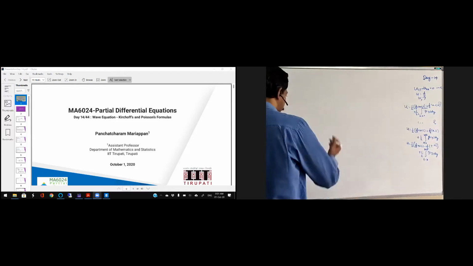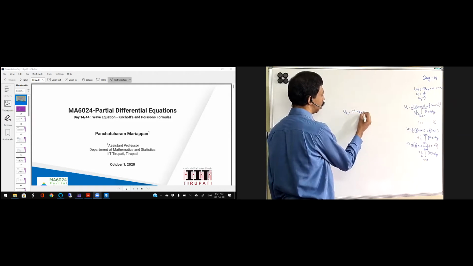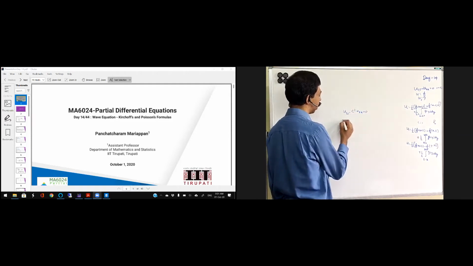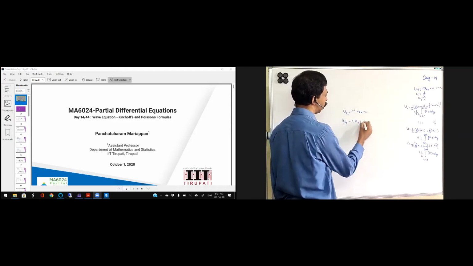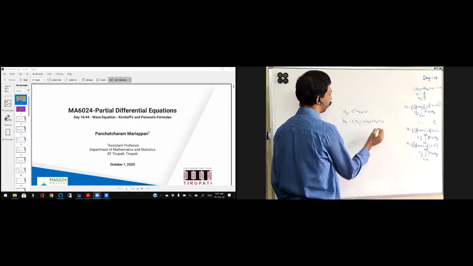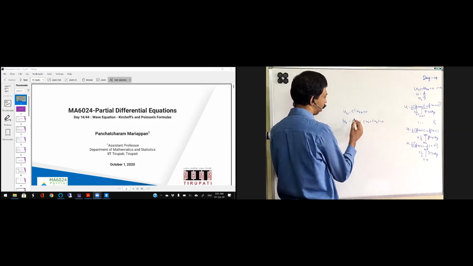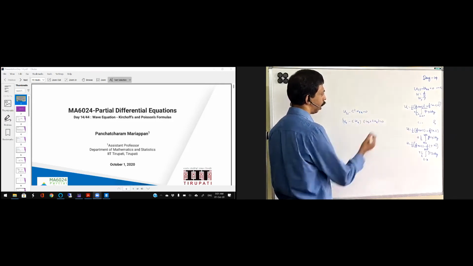Okay. So last class we were on u_tt minus c squared u_xx equal to 0. The idea we got was to split it into two equations: one is u_t minus c u_x equal to 0, another is u_t plus c u_x equal to 0. And then we solved them, and in this case we got a solution of this kind.